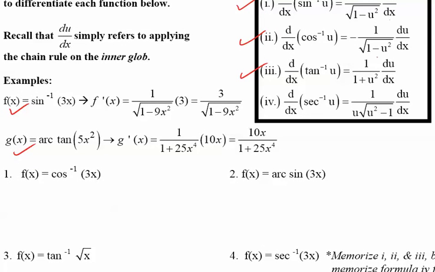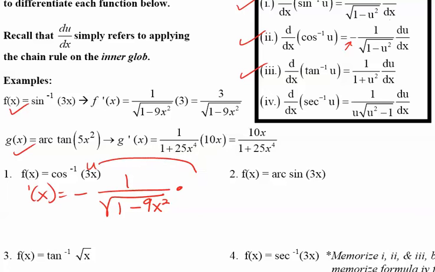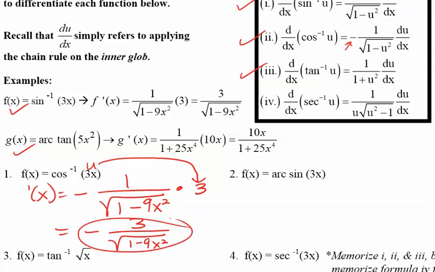So we wanted to use the inverse cosine, and of course it is just like the formula for inverse sine, except it begins with a negative. So we want the opposite of 1 over the square root of 1 minus our u glob. There's our u glob, 3x. So our formula has a u squared. So let's make this a 9x squared. And then we do not forget the du dx. The chain rule on that glob would be a 3. So we can simply move that 3 into the numerator. And this is a final form.